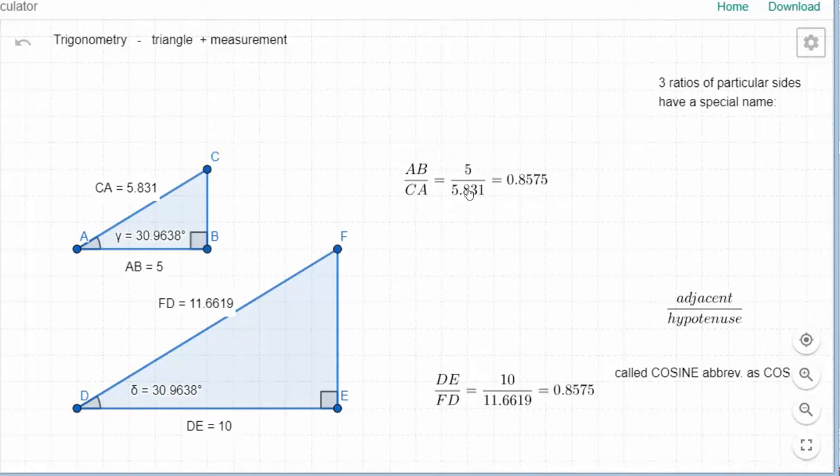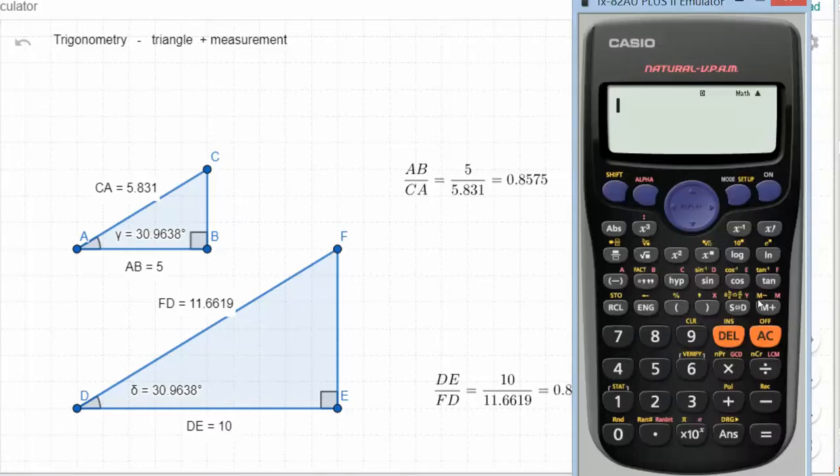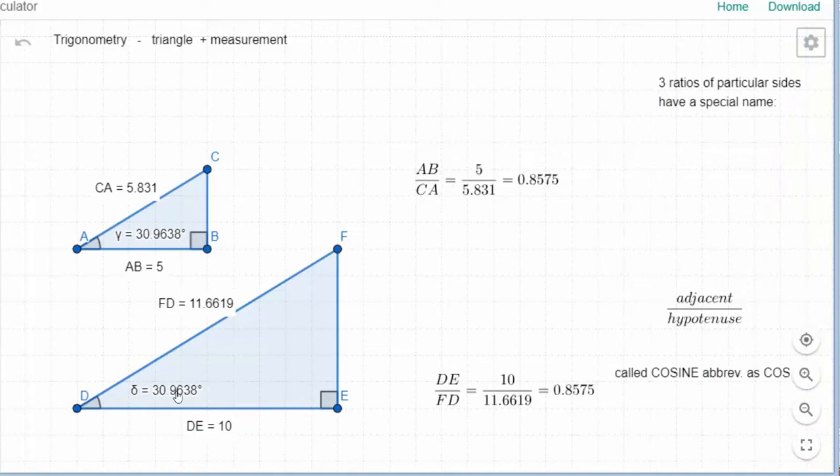So that's the COS ratio for this angle, 30.9638. We can check that on our calculator as before. You type the COS command, type 30.9638, hit enter, and you get 0.85 something, which matches what we found with the program.